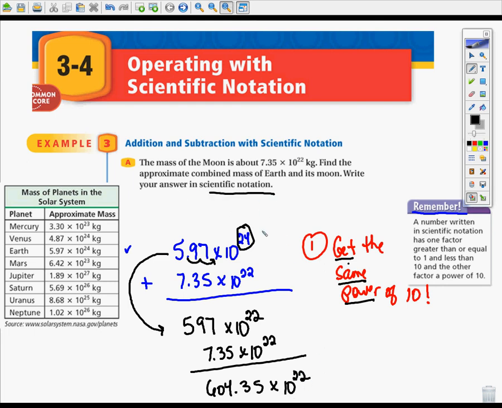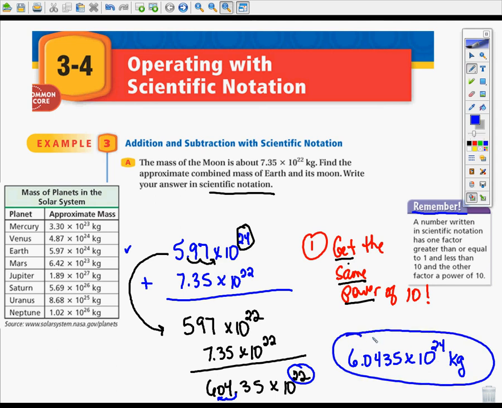Now it says write your answer in scientific notation. This is not in scientific notation because look, this first factor is clearly bigger than 9.99. So I have to move the decimal over and it becomes 6.0435 times 10. I made the first factor smaller, so I need to now make my exponent larger. And I moved it twice, so I have to bump this up twice. So it's 6.0435 times 10 to the 24 kilograms.